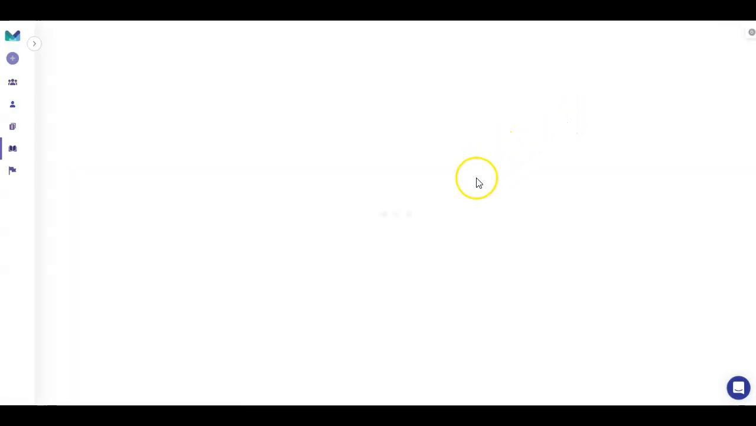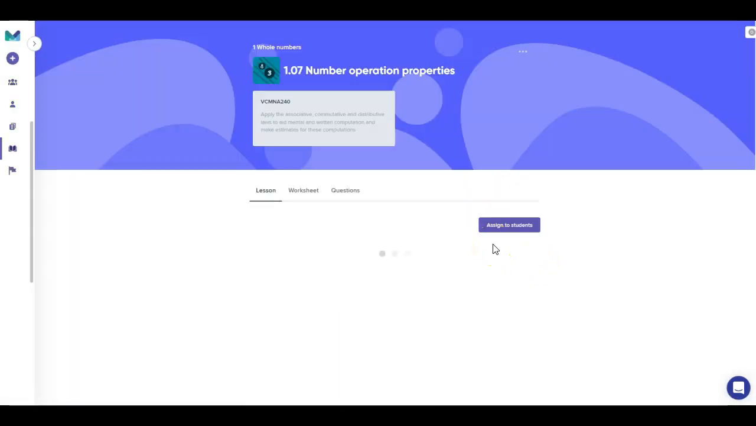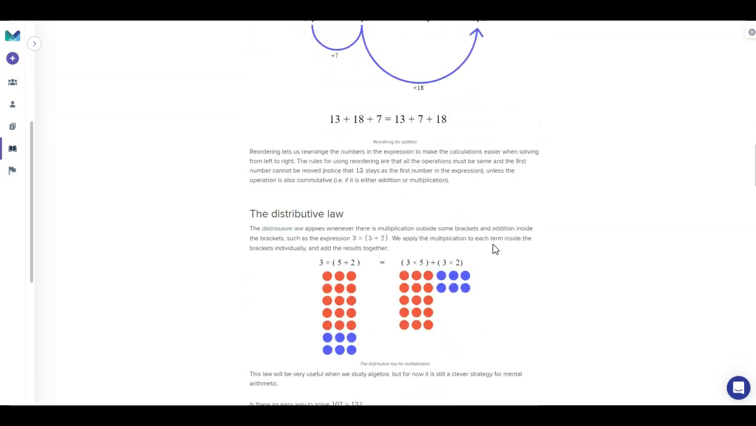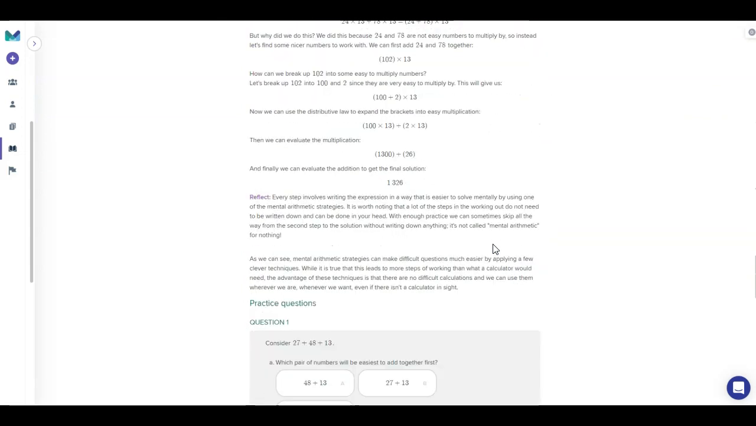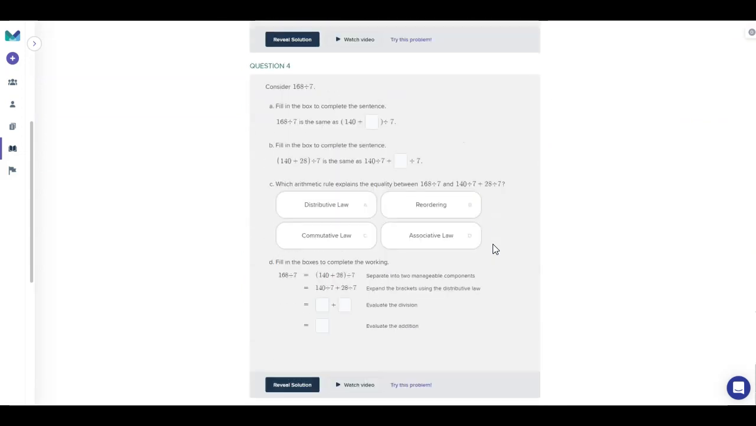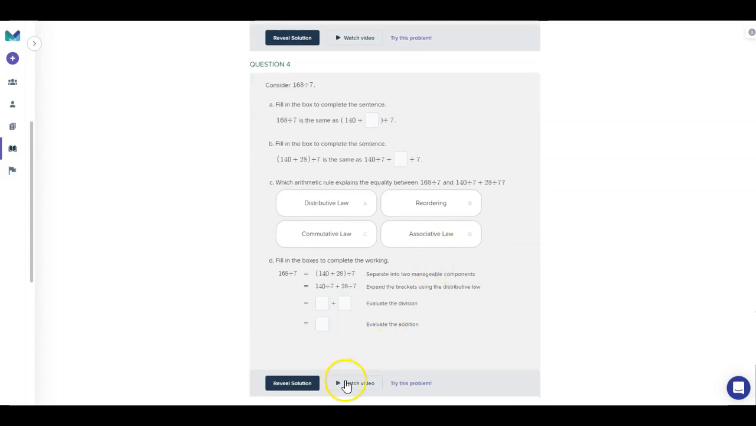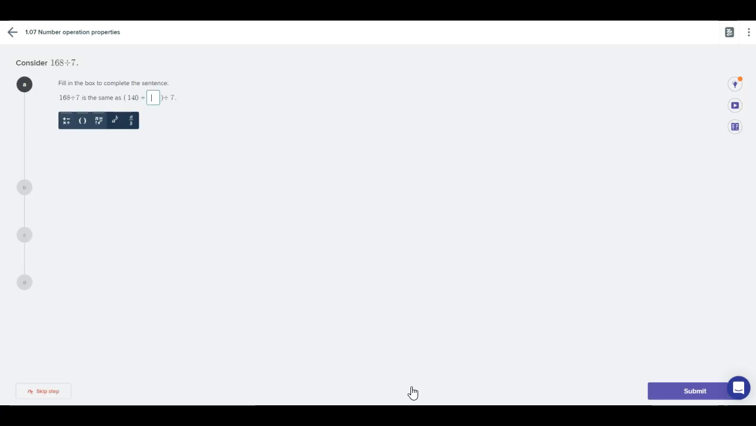Let's close that one and go one more time to the bottom of the page. Here we go. And we're going to have a look at the last question, question 4. We're hopefully going to bring all this together and try a detailed example. Let's have a look at it. So we're going to consider 168 divided by 7. So we're going to fill in the box to complete this sentence. 168 divided by 7 is the same as 140 plus something divided by 7.